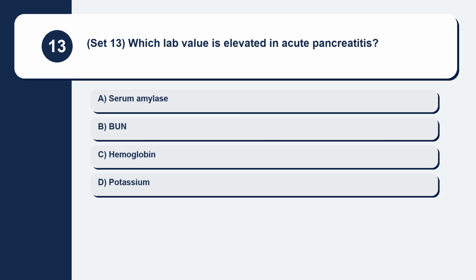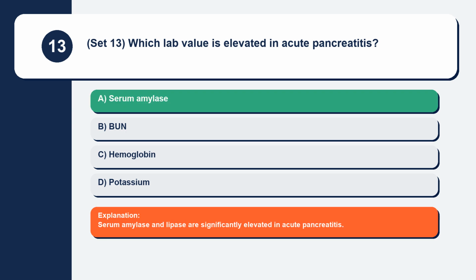Question 13. Set 13. Which lab value is elevated in acute pancreatitis? Serum amylase, BUN, hemoglobin, potassium. Serum amylase and lipase are significantly elevated in acute pancreatitis.